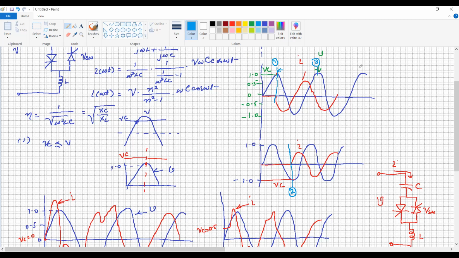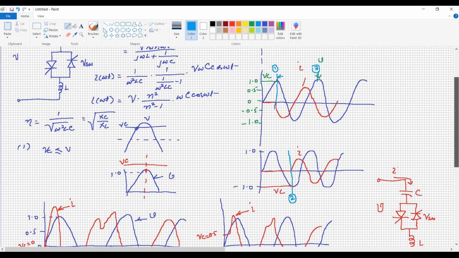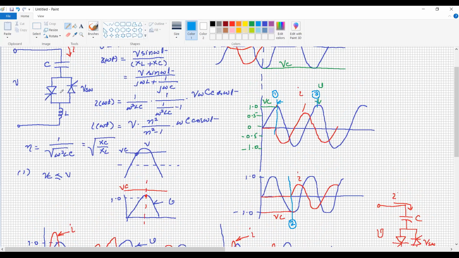Therefore, we can say that the delay in angle is called the firing angle. We cannot delay the firing angle by any value. Therefore, it is not possible to obtain smooth control over the capacitor, isn't it? Why are we using the thyristor switched capacitor?